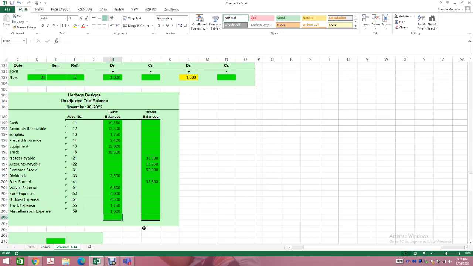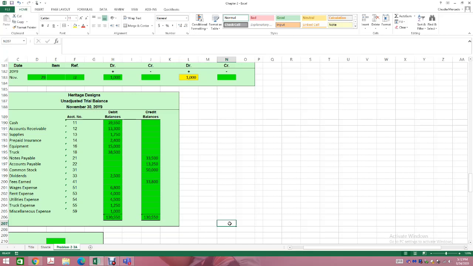Now we need to add all of our debits and we need to add all of our credits. This is accounting. We always need to balance, okay? So you add all of your debits and then you add all of your credits, and they need to equal, okay? If they do not equal, then you made a mistake somewhere and you need to go and figure out what it is and fix it. You cannot leave it unbalanced. In accounting, you always need to balance.